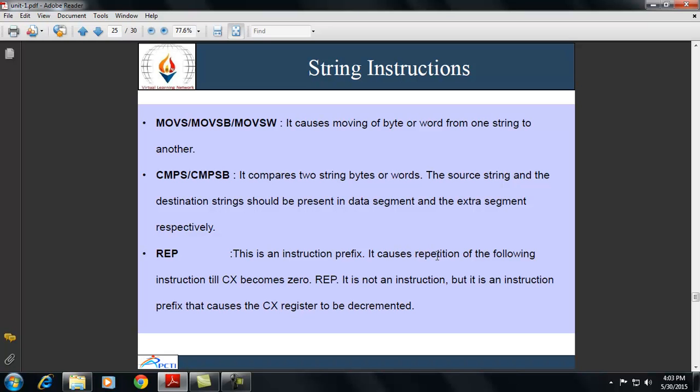Then REP, this is an instruction prefix. It causes repetition of the following instruction till CX becomes 0. REP is not an instruction but an instruction prefix that causes CX to be decremented.